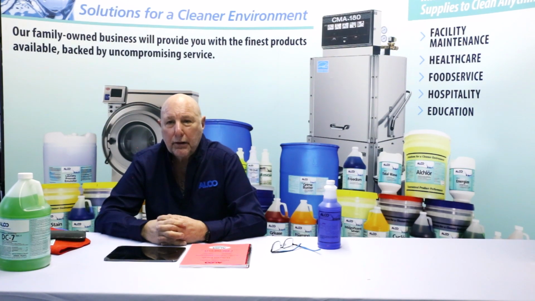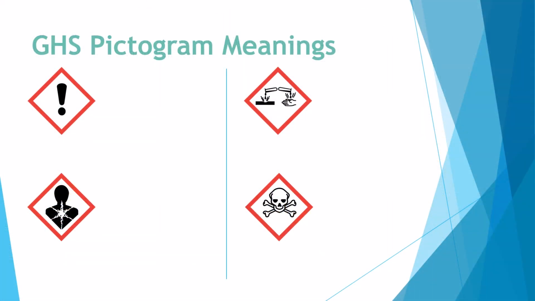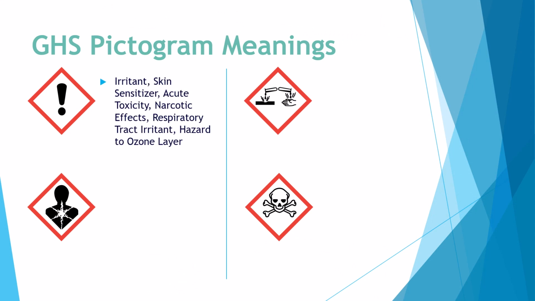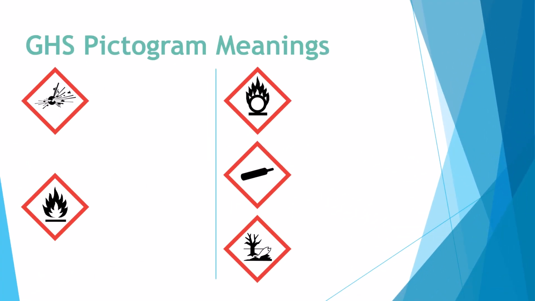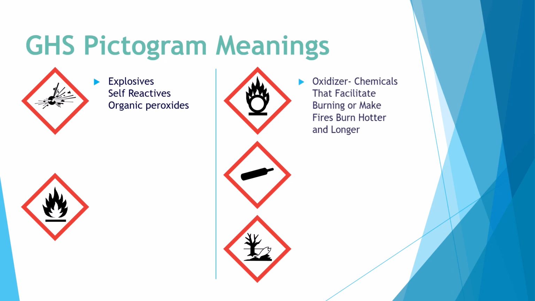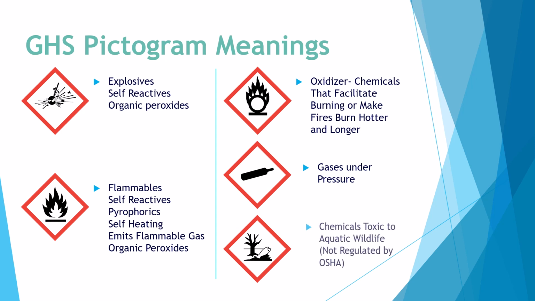GHS symbols. There are 9 pictograms, only 8 are regulated by OSHA. Health hazard, physical hazard, environmental hazard. Here are some of the GHS pictogram meanings: irritant, skin sensitizer, skin corrosion, cancer, carcinogen, malignancy, acute toxicity, fatal or toxic. Here are more meanings: explosive, oxidizer, gas under pressure, flammables, chemicals toxic to aquatic life.